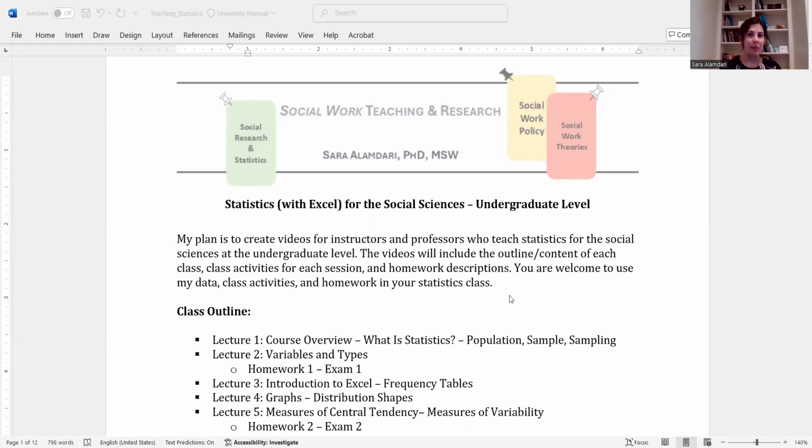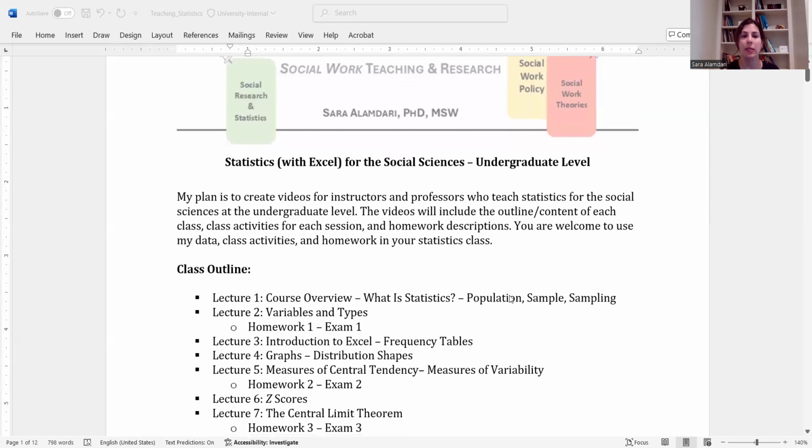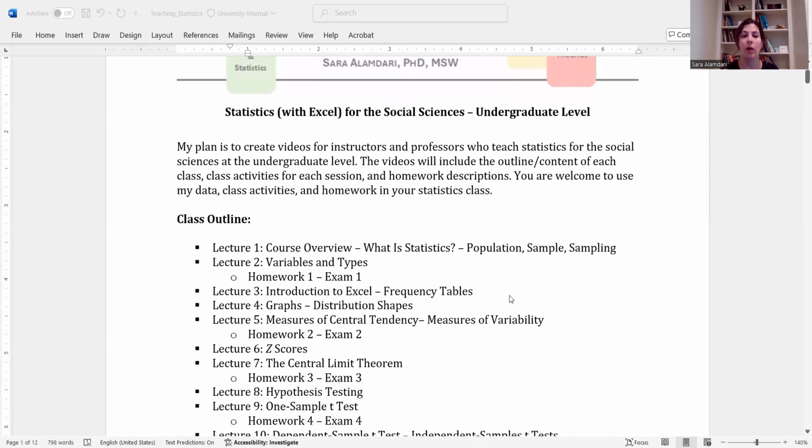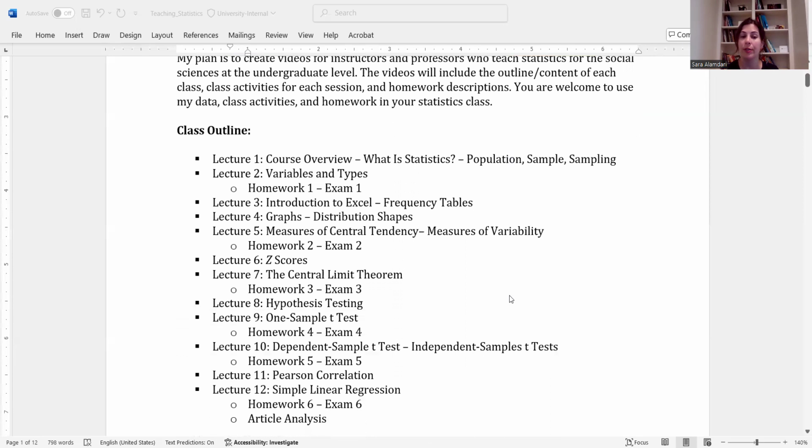Excel is more accessible in many agencies, and also they can use it in other classes, their internship, and in their career in the future. So I think it's a good choice to go with Excel, especially if your students are not very familiar with Excel. My classes in each semester cover 12 lectures. This is the outline I have for my classes.